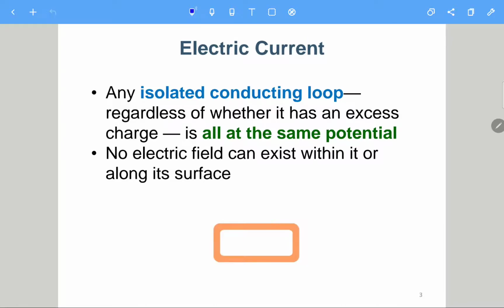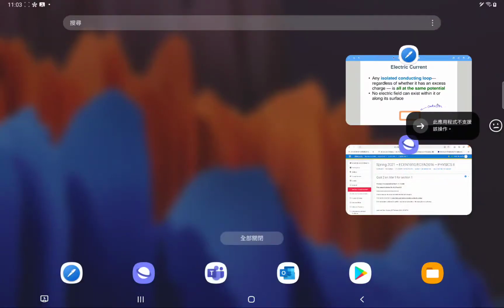Okay, so actually, we talk about electric current first. An isolated conducting loop, regardless of whether it has excess charge, is all at the same potential, as long as we assume this is a conductor. Then the whole loop should be at the same potential. Even if there is some charge on it, the potential at all points should be the same.